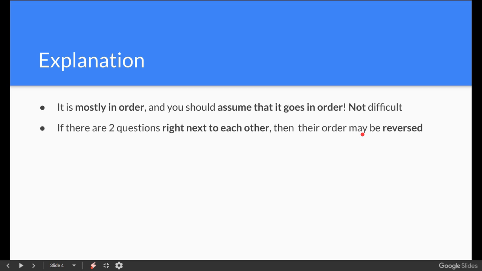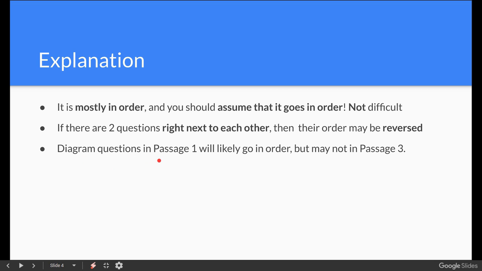And just to clarify that point a little bit more, what I mean is that these questions are pretty much going to go in order almost all of the times, most of the times. So you can expect to find the answer to question number 3 after the answer to question number 2. Right? So the answer to question number 1 comes first, then comes the answer to number 2, and finally the answer to number 3. But what can happen is that if you get two questions that are right next to each other, then it's possible that the order is reversed. So for example, the answer to number 3 might come right before the answer to number 2. So that is what I mean.